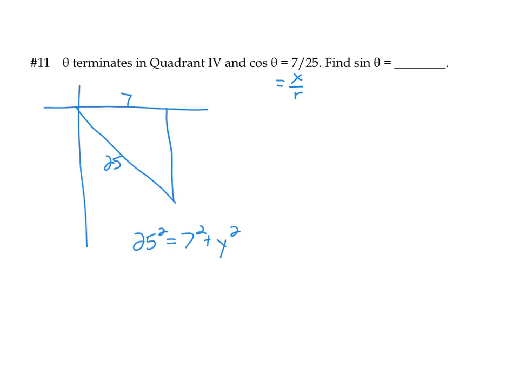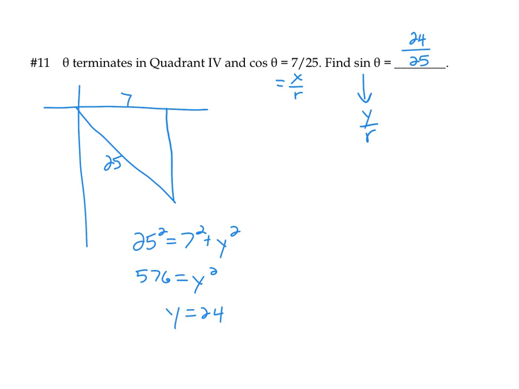Your r value there is your hypotenuse of this, and then you can subtract the 7 squared on both sides, and you get 576 equals y squared. And then when you square root that, you should get 24. So y equals 24. Okay, we need that because sine is y over r. So sine is y, 24 over r, 25.